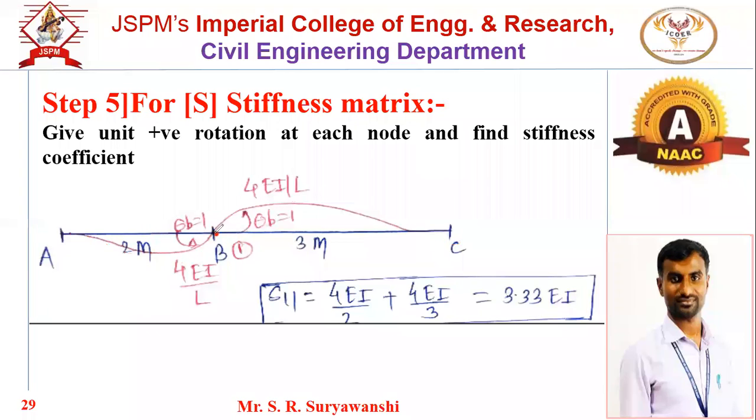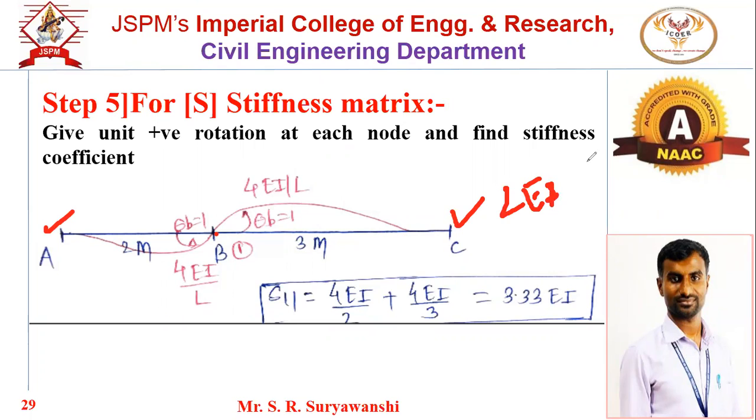Now at the point where we have given the unit anti-clockwise rotation, moment will be generated, and that moment will be 4EI by L. So moment for the BA span will be 4EI by L, and for the BC span also 4EI by L. At a point of unit rotation, moment will be generated. And at the adjacent nodes A and C, the moment will be 2EI by L.